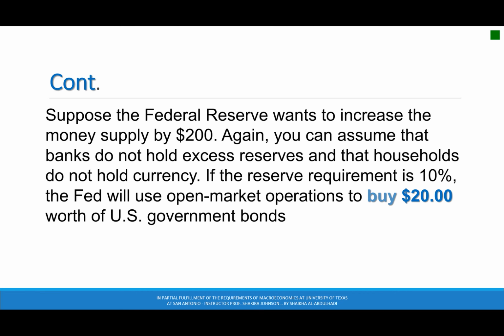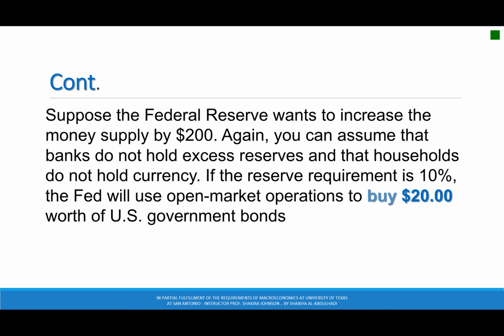For this example, suppose the Federal Reserve wants to increase the money supply by $200. Again, you can assume that banks do not hold excess reserves and the households do not hold currency. If the reserve requirement is 10%, the Fed will use open market operations to buy $20 worth of government bonds. So let me explain that for you guys.